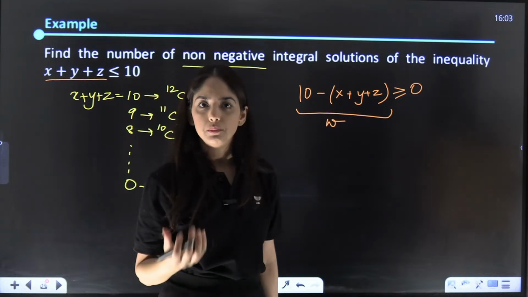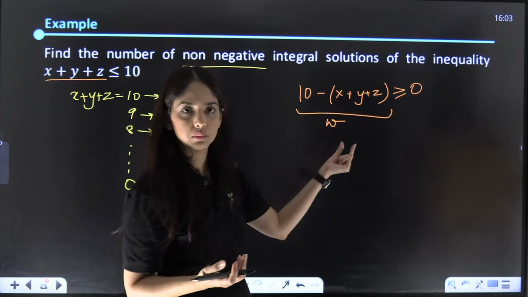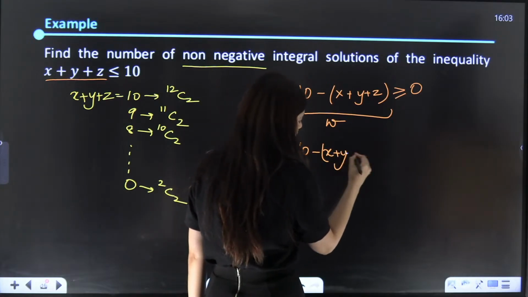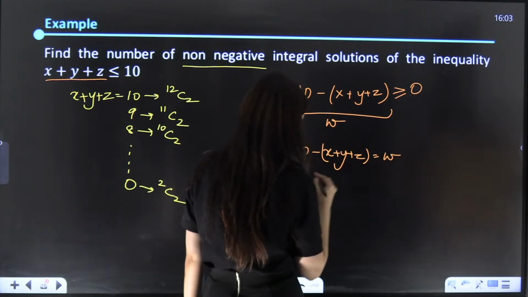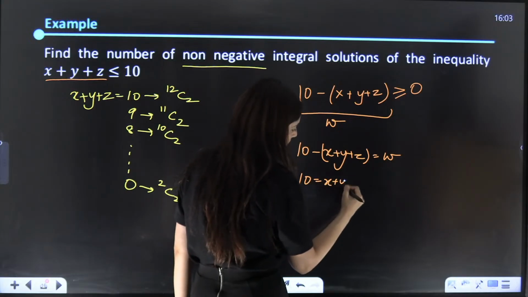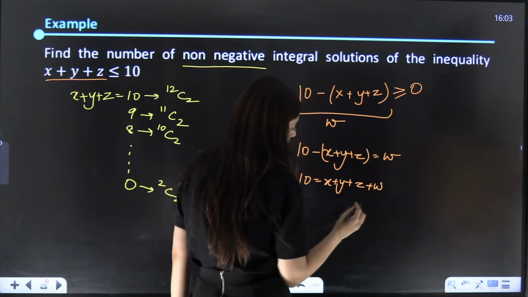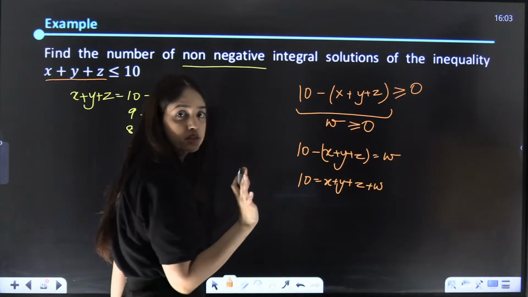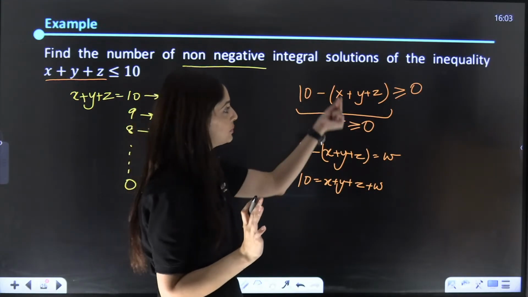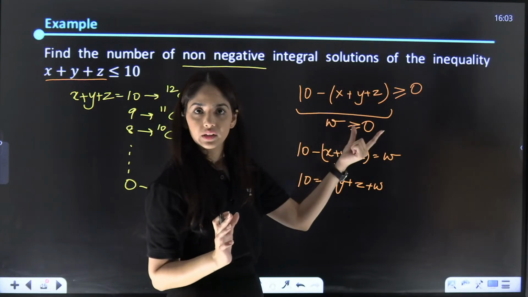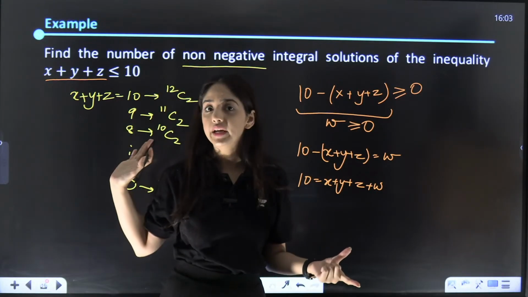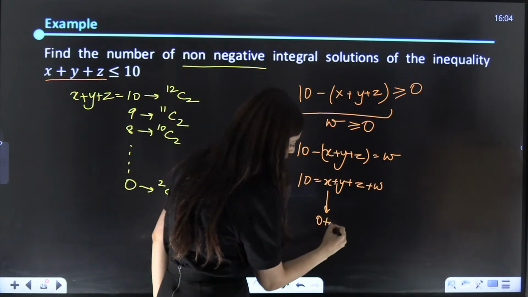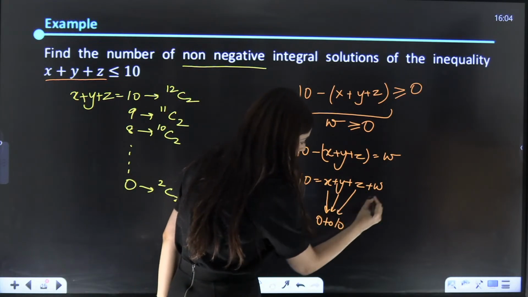That means if we take this variable as w, then 10 minus (x plus y plus z) is equal to w, or 10 is equal to x plus y plus z plus w, where w is greater than or equal to 0. W can also go from 0 to 10, right? Because if x plus y plus z is 0, it is still less than or equal to 10. In that case, w will be 10. So now each of these will go from 0 to 10.